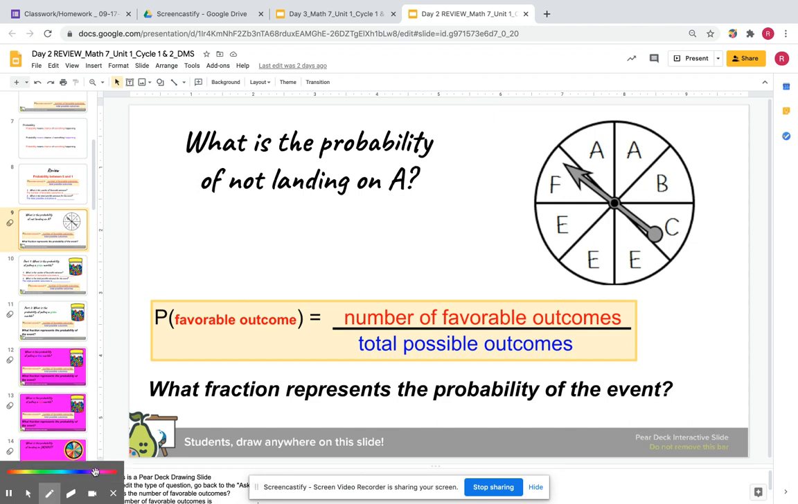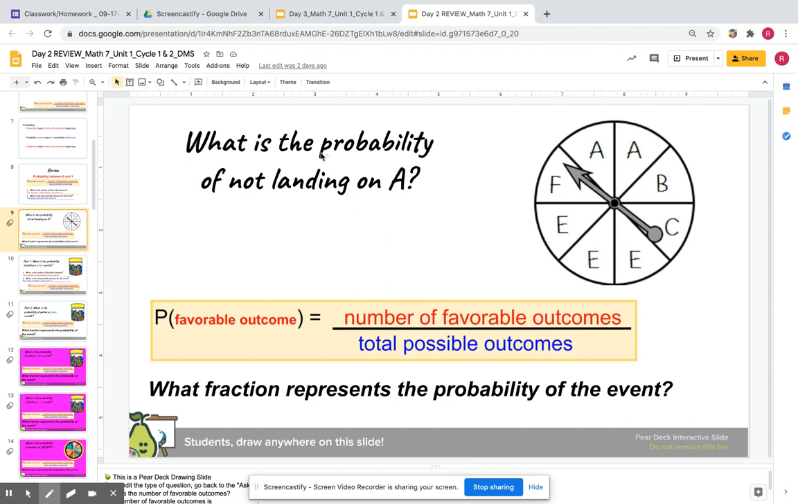Let's go ahead and read it. Actually, read it by yourself, and I'll read it with you shortly. Okay. Hope you were able to read it by yourself. Now let's read it together in 1, 2, and 3. What is the probability of not landing on A? All right, tell me, what is this question asking you to find? Think about it and tell me when you're ready.